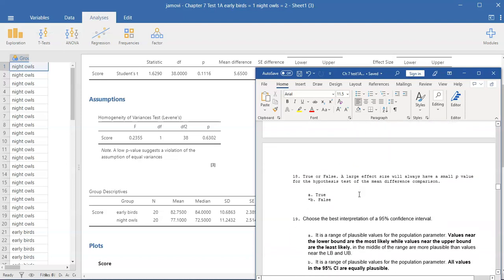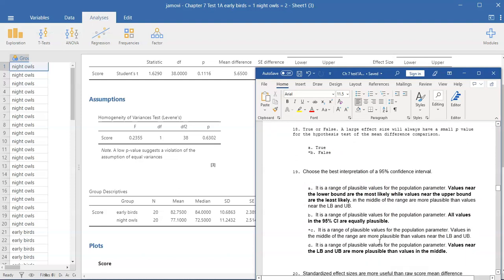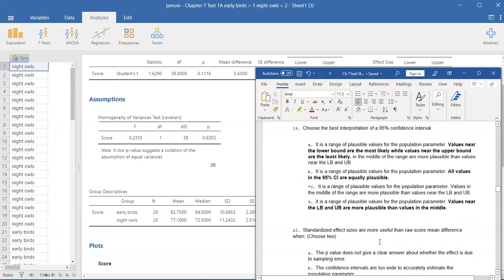Okay, a large effect size will always have a small p-value. Well, we know that is false because of the previous example. And again, if you have both of them being large, that suggests you should redo your study with a larger sample size. Choose the best interpretation of the confidence interval.